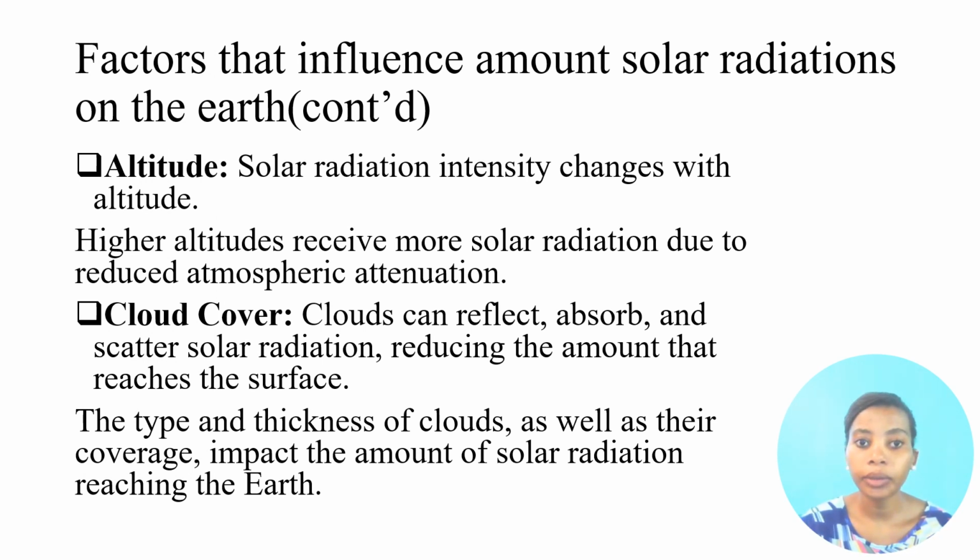Next one is altitude. Solar radiation intensity changes with altitude. Higher altitudes receive more solar radiation due to reduced atmospheric attenuation. Next one is cloud cover. Clouds can reflect, absorb, and scatter solar radiation, reducing the amount that reaches the surface. The type and thickness of cloud, as well as their coverage, impact the amount of solar radiation reaching the Earth.